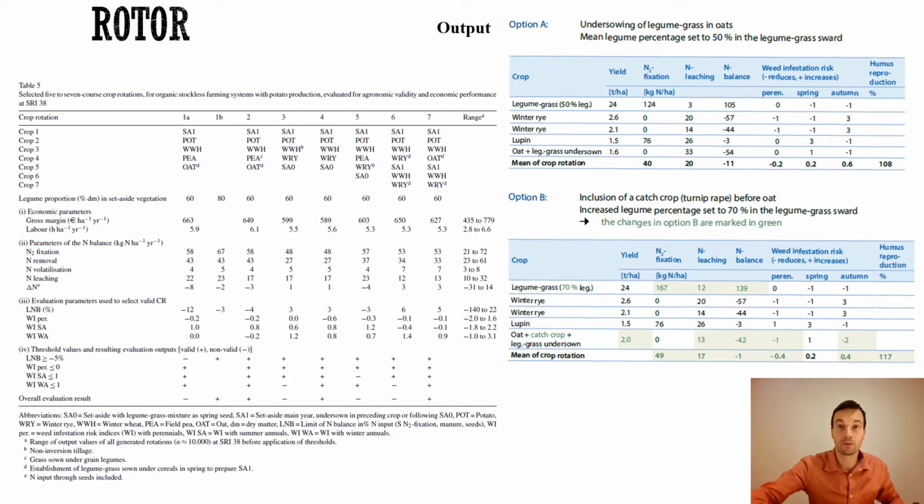And by modifying the inputs, for example, increasing proportion of legumes in mixture to increase nitrogen fixation for the following crops, or addition of catch crop to reduce nitrate leaching, you can optimize desired rotation scheme.